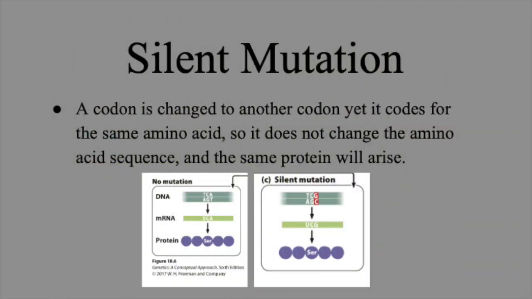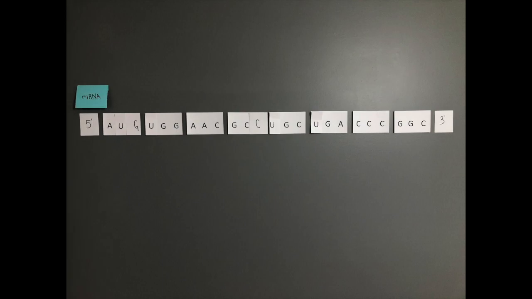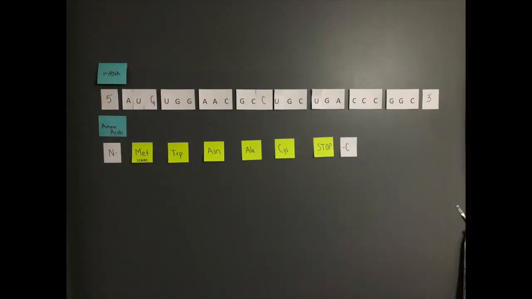A silent mutation is a mutation in which a codon is changed to another codon, yet it codes for the same amino acid, so it does not change the amino acid sequence and the same protein will arise. A transition occurred in our DNA from thymine to cytosine, in what will be the fourth codon. The mRNA will now read GCC as opposed to GCU. However, GCC and GCU both code for alanine, so there is no change in the protein.